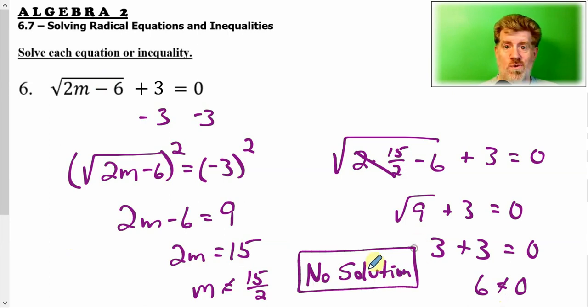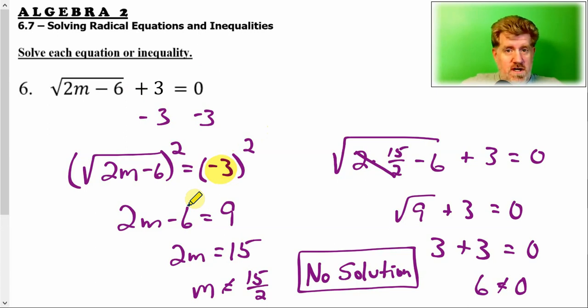Now can you see why? Where the danger comes in? The danger was here. When I subtracted 3 from both sides, I have a negative now. And when you square a negative, it becomes positive, which means you kind of lost a negative. We call it an extraneous answer. The answer didn't make any sense.